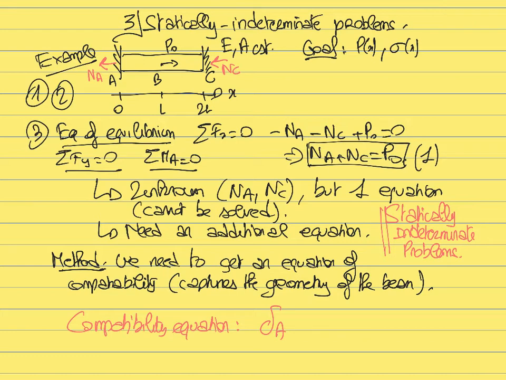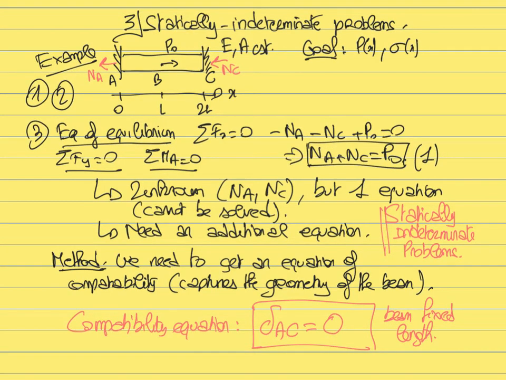So the elongation of the beam between A and C cannot change. The total elongation of the beam cannot change. This is due to the fact that the beam has a fixed length because it's attached at both its extremities. So in this case, this equation of compatibility is only for this problem.